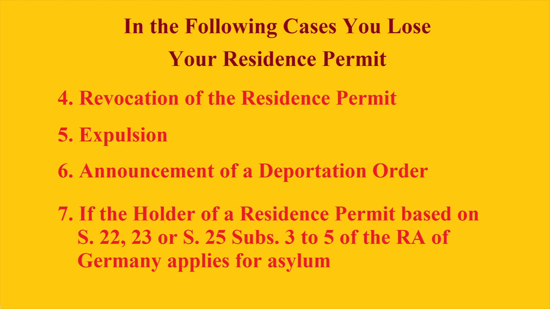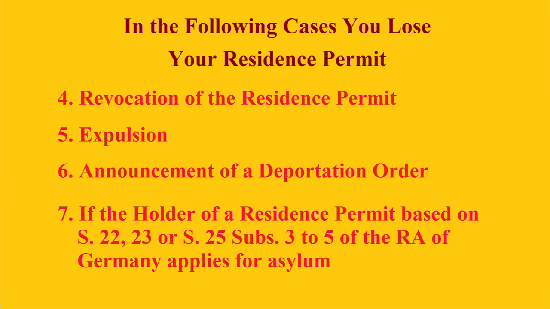Sixth, announcement of a deportation order. A deportation may either be ordered by the highest authority of a federal state of Germany if this appears necessary to avert a particular danger to the security of the Federal Republic of Germany, or a terrorist threat, based on Section 58A of the Residence Act of Germany, or the Federal Office for Migration and Refugees of Germany may order deportation if a person is deported back to a safe third country, and in Dublin cases, if another country is responsible for examining his asylum application, based on Section 34A of the Asylum Act of Germany.